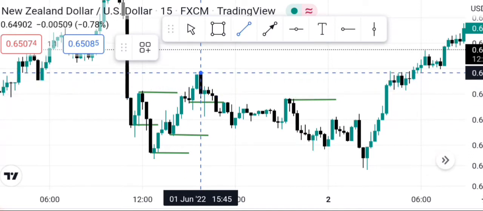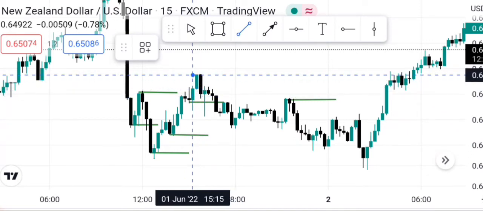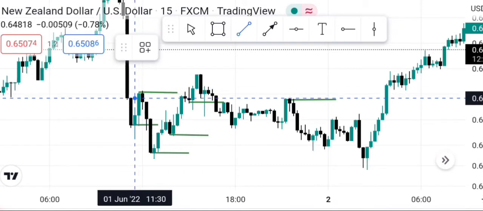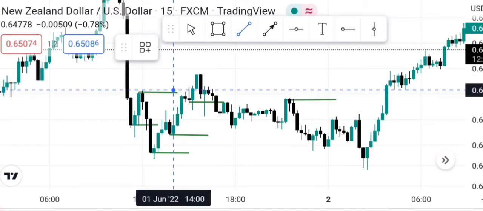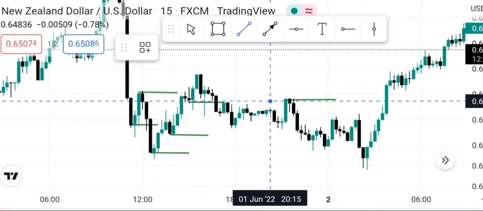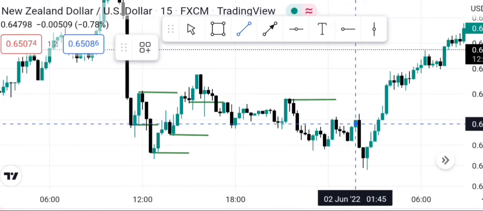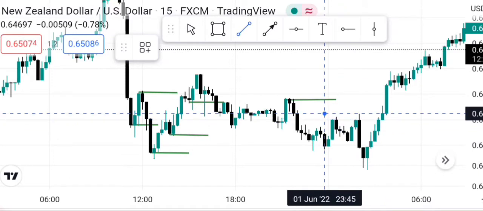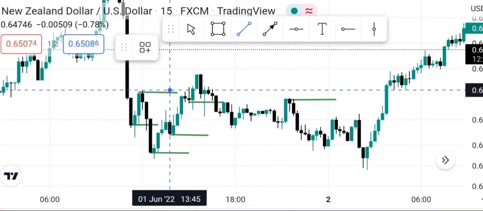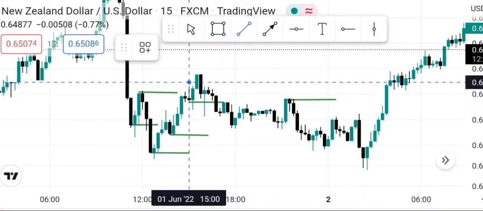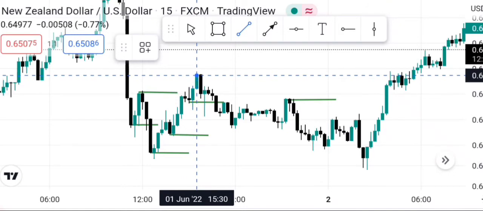This is a resistance. Every high you see here is a resistance. Okay, the highs are all resistance. But please note, not all highs are highs.